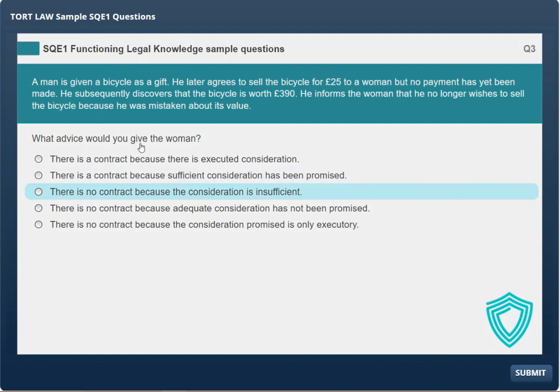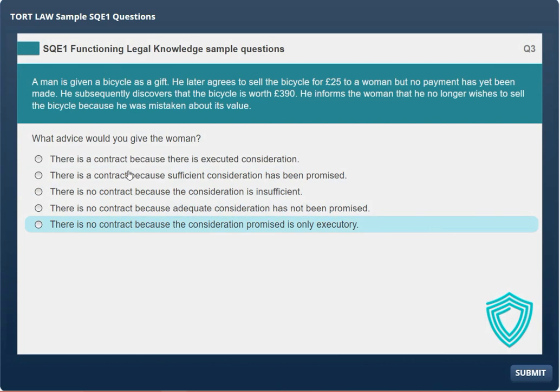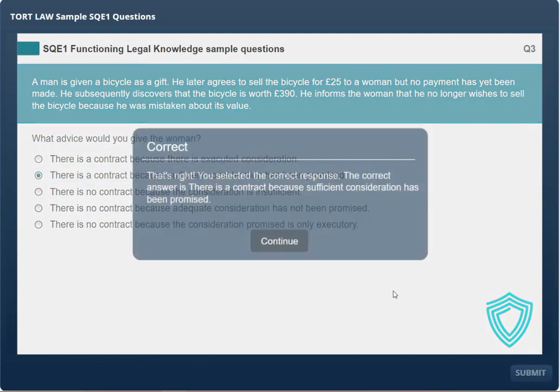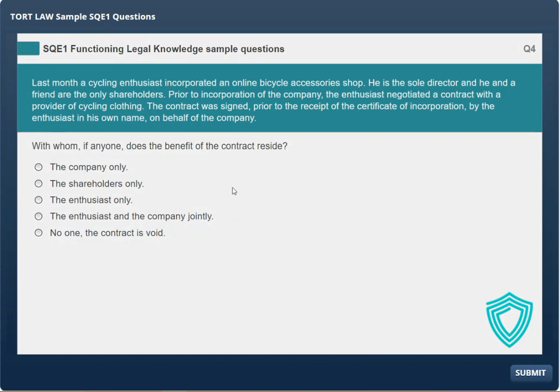That sounds about right. There is no contract because the consideration is insufficient. No. There is no contract because adequate consideration has not been promised. Well, no, because it has been promised. There is no contract because the consideration promised is only executory. I think there is a contract because sufficient consideration has been promised. That's what we see. Yes, hooray! So up comes the feedback. As you can see, as we go through this, you are given the correct answer. You can see the quality of the questions published by the SRA. These are the questions one would expect if you were undertaking the SQE examination.